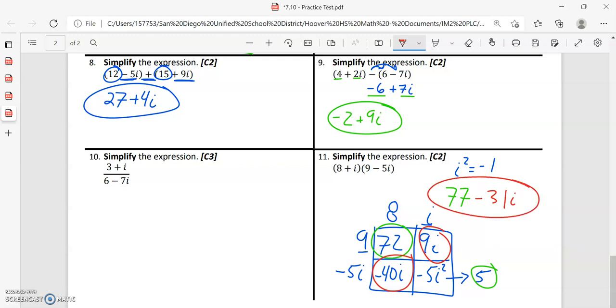Now simplify the expression, division of complex numbers. So we need to multiply this by the conjugate, which means we look at this guy and we write it again, except we change the sign in the middle. Now this is where we have 2 different multiplication problems. We have to do the top, so let's do that real quick.